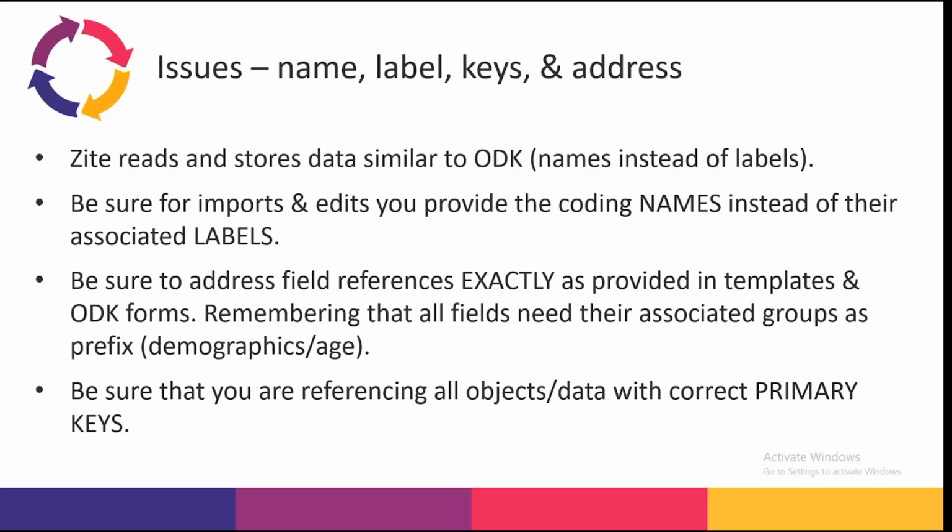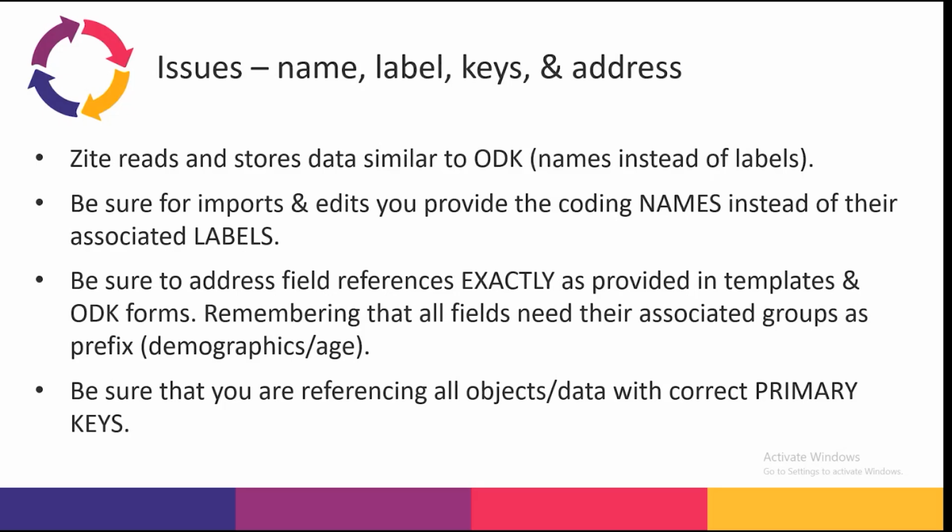When you're doing any kind of bulk operation, you really need to ensure that you're using the names and not the labels. If you use the labels, Zeit won't recognize it and it won't read it and it will fail the bulk change. So you need to ensure that you address field references exactly as provided in the templates and in the ODK forms. And you'll need to ensure that all fields are in their associated group with a forward slash, with a backward slash to denote the difference between the group and the field.